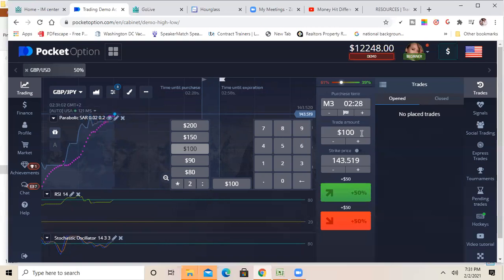3% of your balance should be the amount that you're trading per trade. So Ronnie, for example, if you got a $500 account, you should not be trading no more than 15 bucks per trade. And just leave it at that, okay?